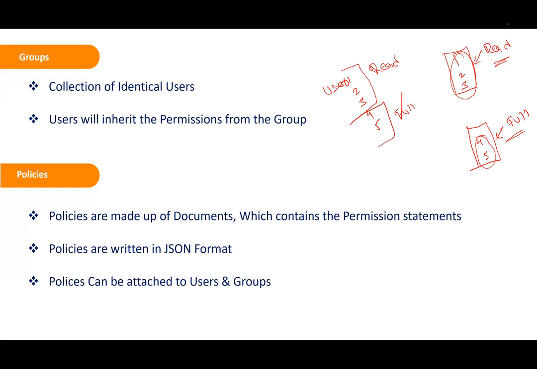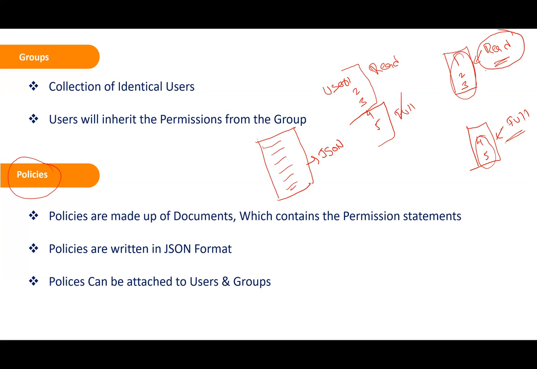Now, how to apply this particular permission? To apply the permission, we use a concept called policies. What is a policy? Policy is a document which is written in JSON format. It contains some statements. What are those statements? Those statements are the permissions. What type of permissions you would like to give to the user?